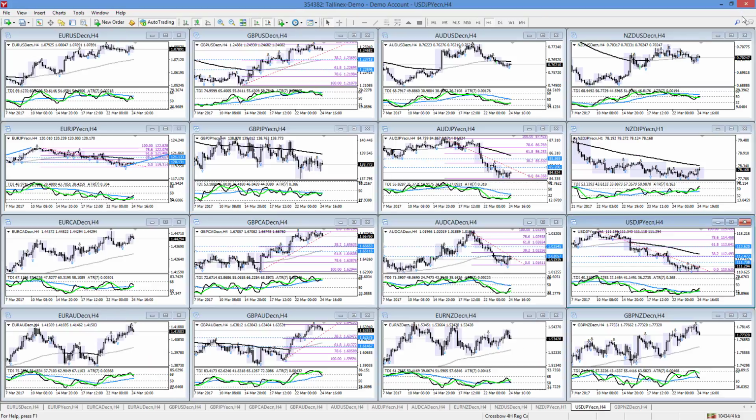We have the time change to British summertime over this weekend in Europe, and we also have on Tuesday the Bank of England Governor Carney speaking, and then on Thursday we have Yellen speaking on behalf of the Fed. So pay attention to those announcements. Those will be high impact for the currency markets.